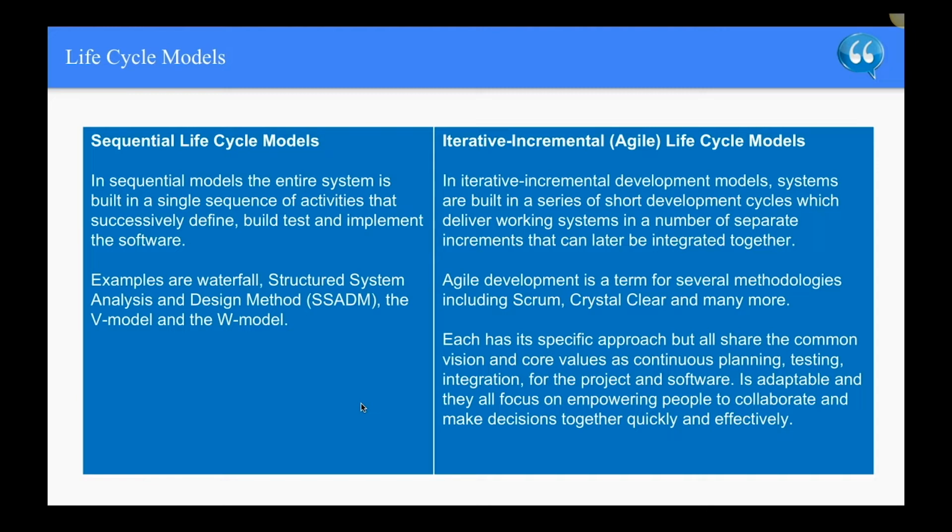Iterative incremental agile life cycle models. In iterative incremental development models, systems are built in a series of short development cycles which deliver working systems in a number of separate increments that can later be integrated together. Agile development is a term for several methodologies, including Scrum, Crystal Clear, and many more. The most common one you see is Agile Scrum.